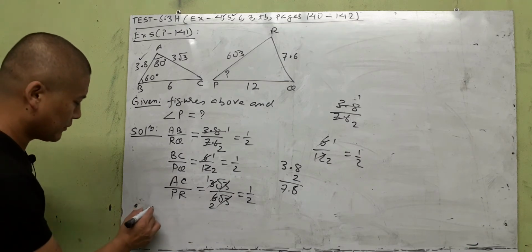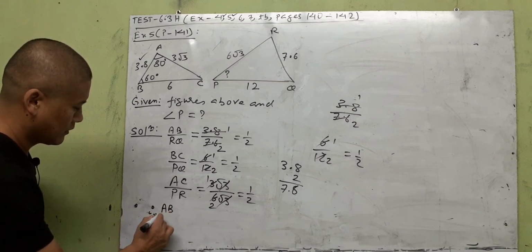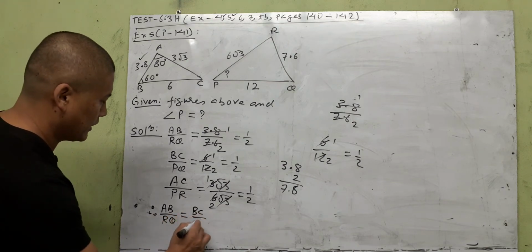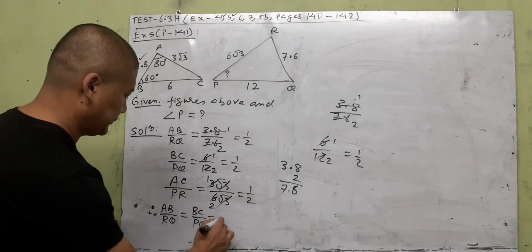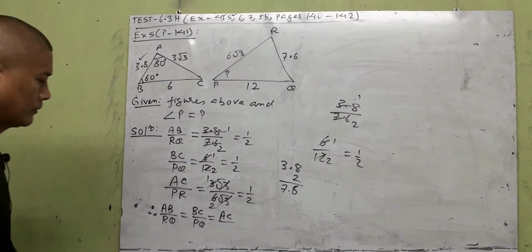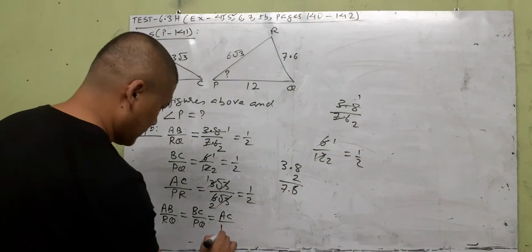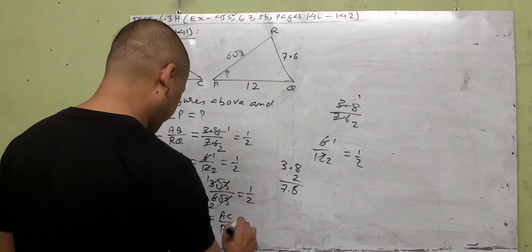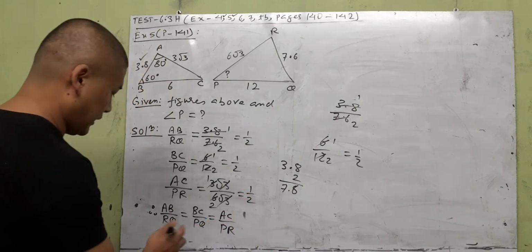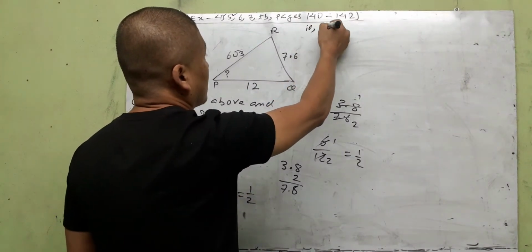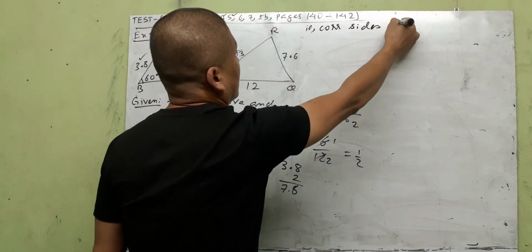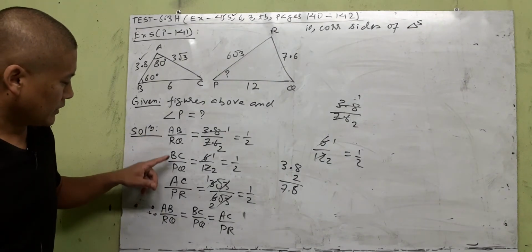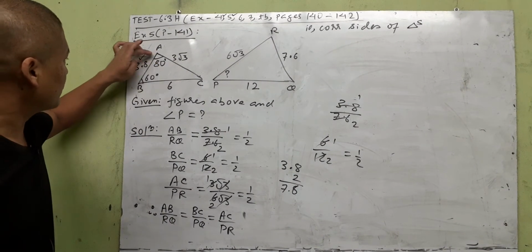We know if the ratios are equal, that means they are proportional. In other words, AB by RQ is equal to BC by PQ is equal to AC by PR. Very clearly, these are the corresponding sides of these two triangles. Now we have to be careful there. We start from AB, BC to AC. So AB, BC, AC. We went like this, okay?